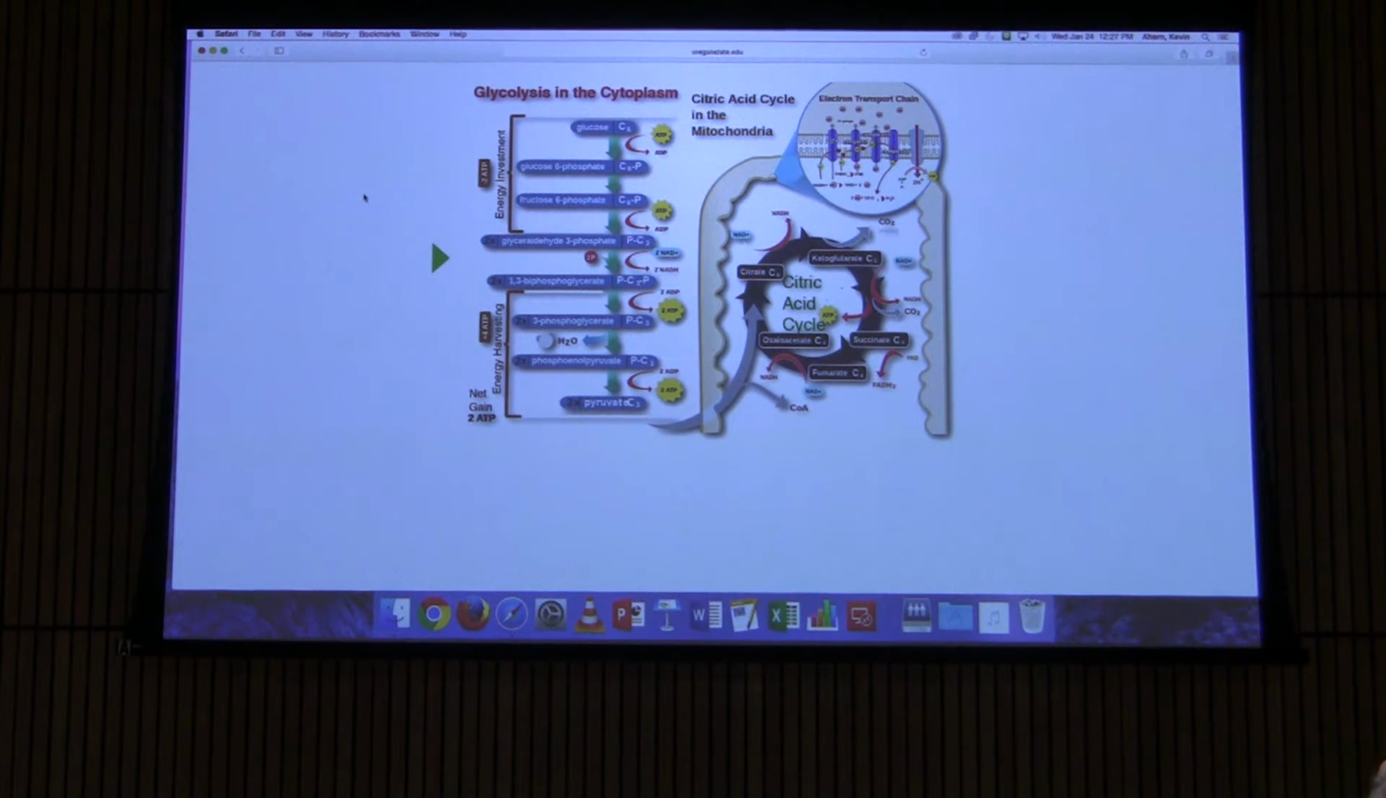Here's what's happening in a eukaryotic cell. Out in the cytoplasm, we have glycolysis occurring. You learned that last term. And here's glycolysis going from glucose all the way down to pyruvate. That all happens in the cytoplasm of the cell.